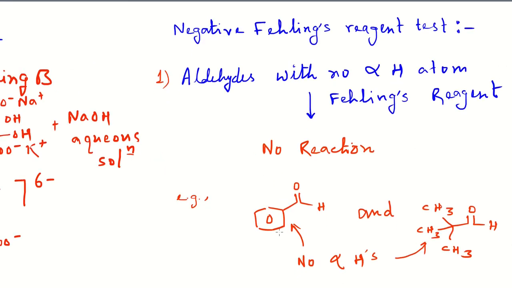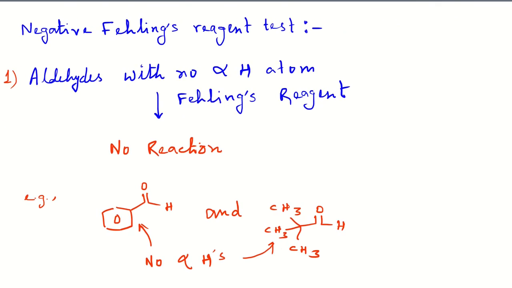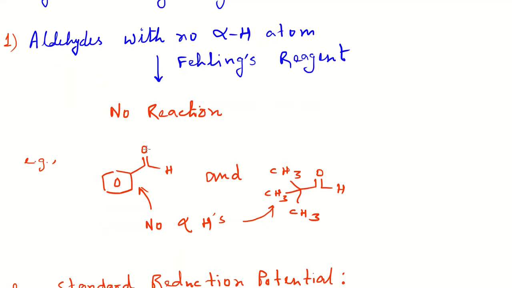Okay, so which compounds give a negative Fehling's test? The first set of compounds are aldehydes which have no alpha hydrogen atom. They will give a negative Fehling's test because, since they have no alpha hydrogen atoms, they cannot be converted into the corresponding enolate form, and that's why they cannot react with the Cu2+ of Fehling's reagent.